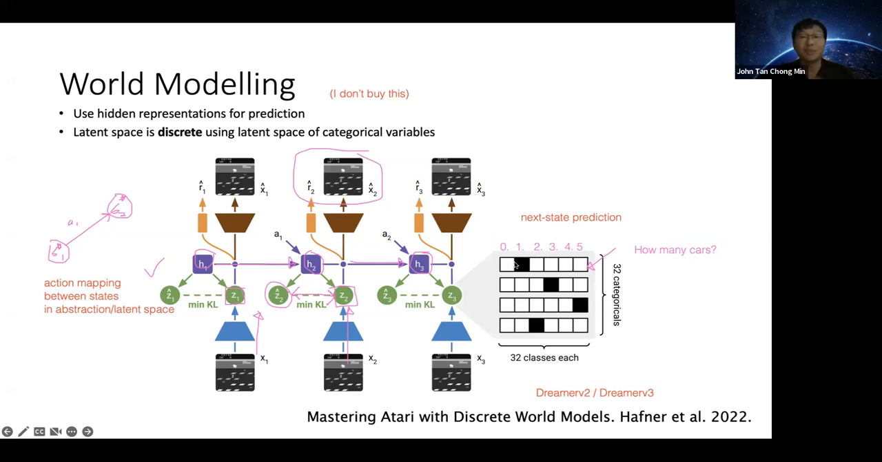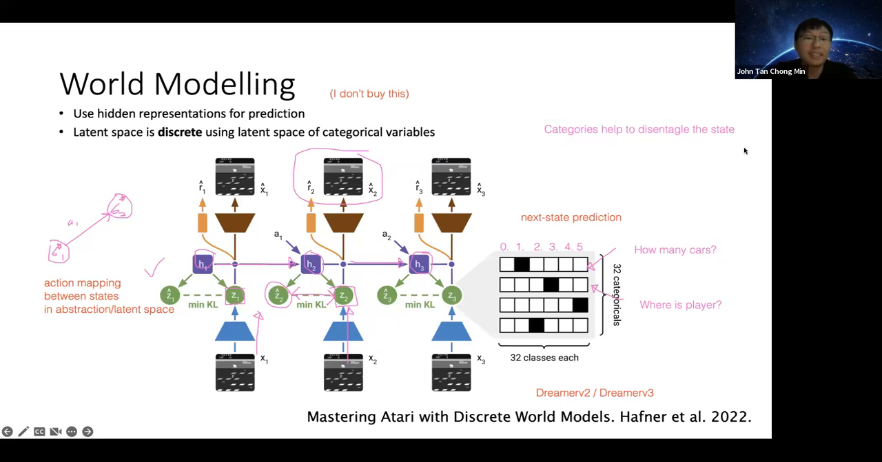So this could be one representation of how you could do your categories, and then maybe another category is where's the player? Where is the player? You could talk about the player in the 0th row, 1st row, 2nd row, 3rd row. And this is very good because these categories help to disentangle. So I quite like this categorical latent space here.